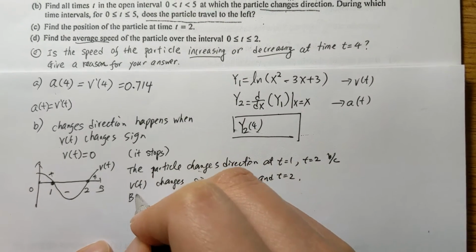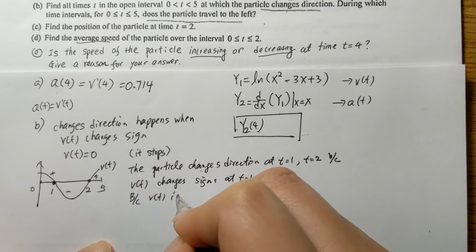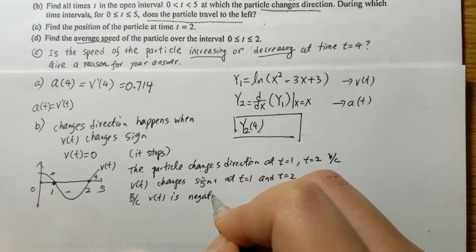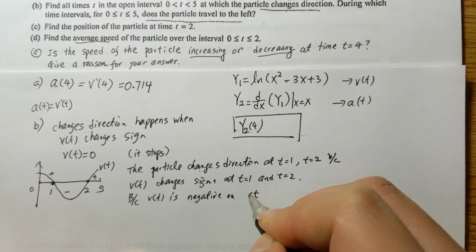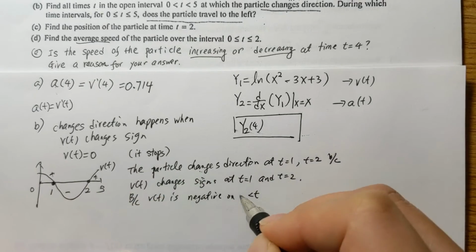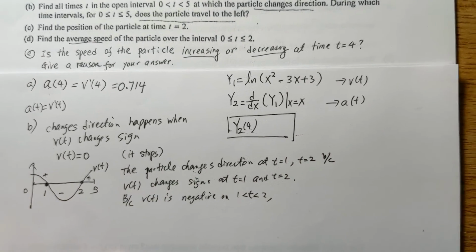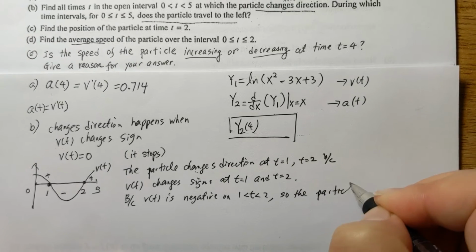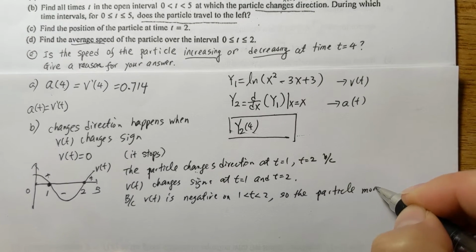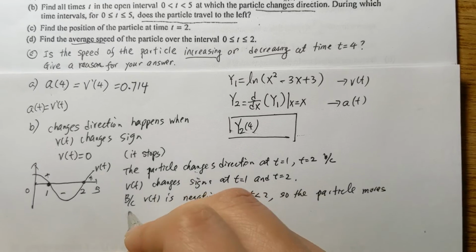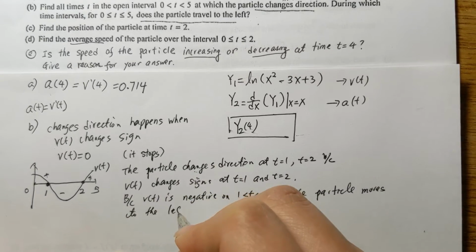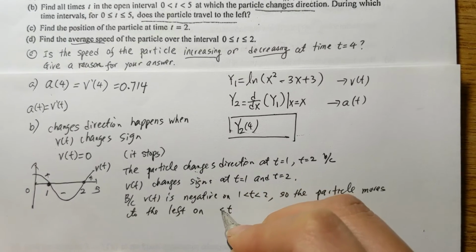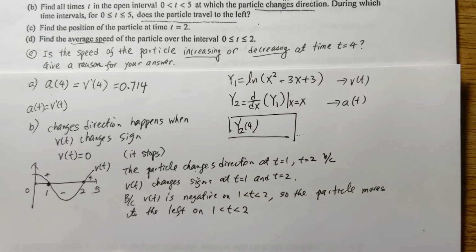And then because v of t is negative on the interval from 1 to 2, the particle moves or travels to the left on the interval 1 to 2. So we finished question part B.